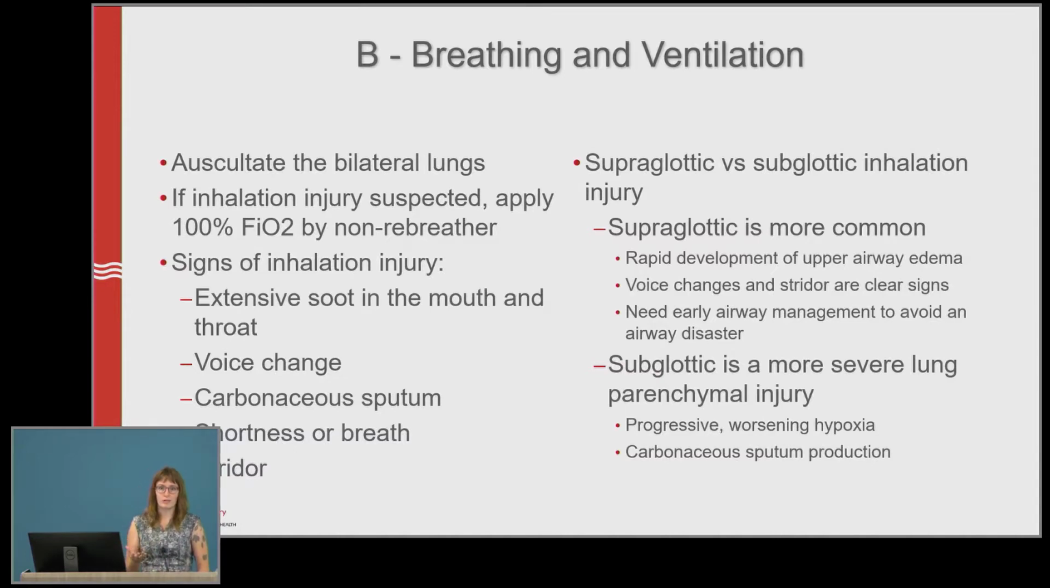And they may need to be someone you consider getting an advanced airway in early, just because they are more likely to develop edema as time goes on, especially if you give them fluid resuscitation, and they'll need to get an advanced airway in place to avoid disaster.